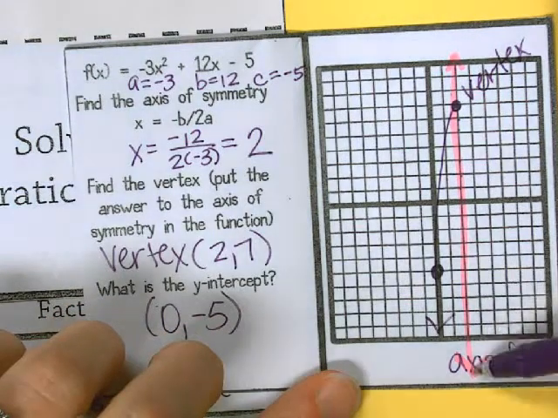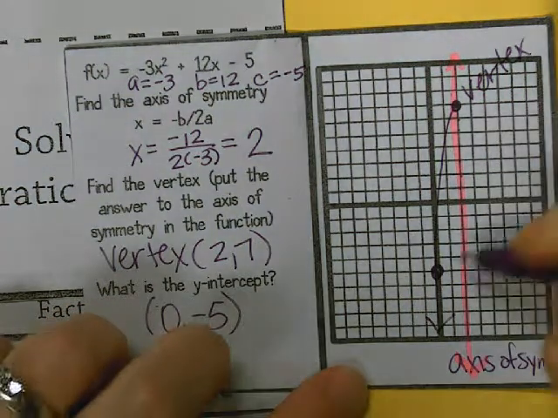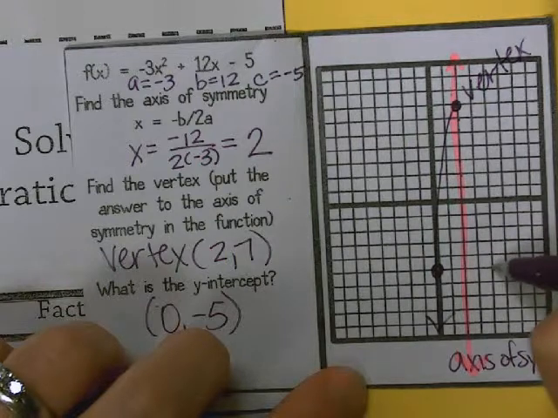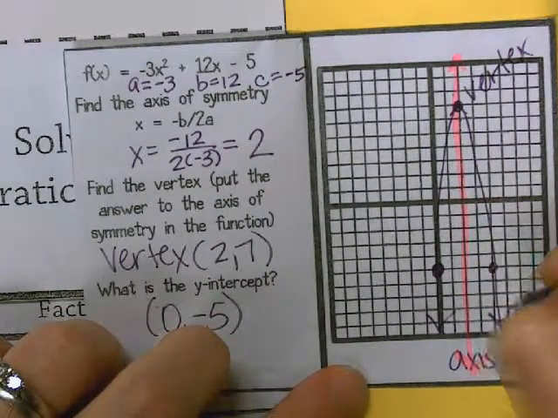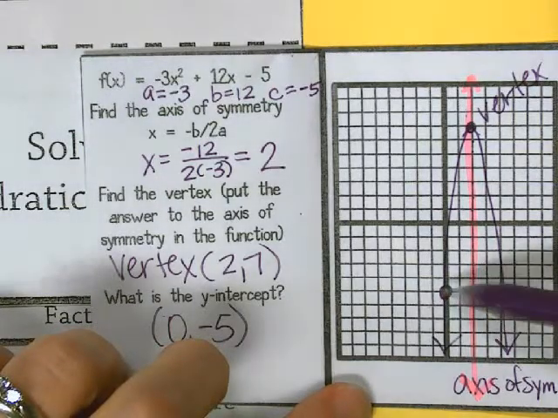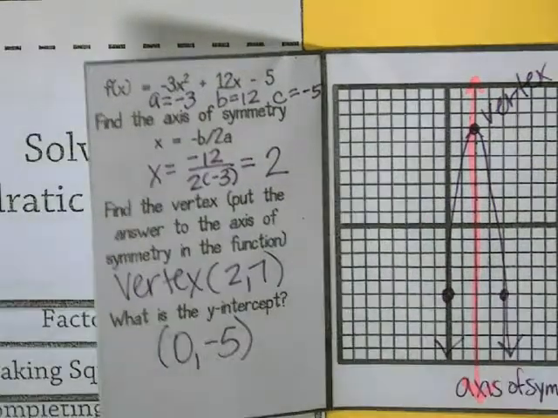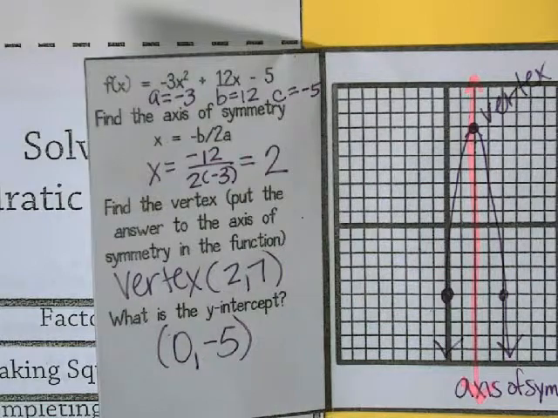And then I know that my axis of symmetry is going to be a mirror. So I know I can go 2 on the other side and get my other point that's going to be on my graph. Because my axis of symmetry acts as a mirror, and that's my matching point. Okay?